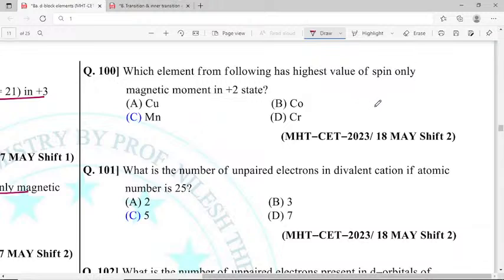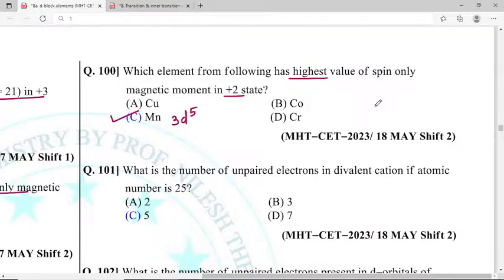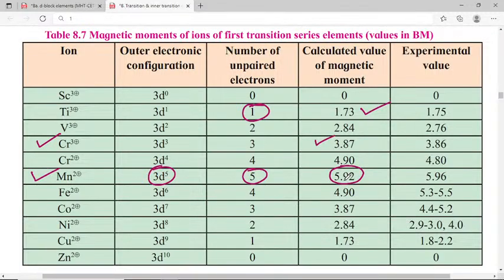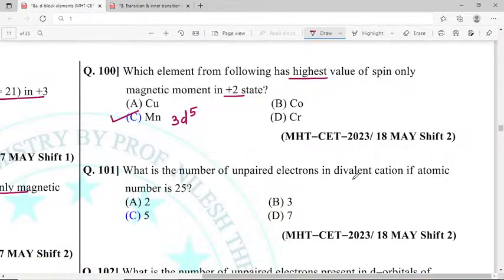Which element from the following has the highest value of spin only magnetic moment? Manganese in the plus 2 oxidation state, because 3d5 has 5 unpaired electrons. If there are 5 unpaired electrons, the value is 5.92. Manganese plus 2, 3d5, 5 unpaired electrons, 5.92 is the value.